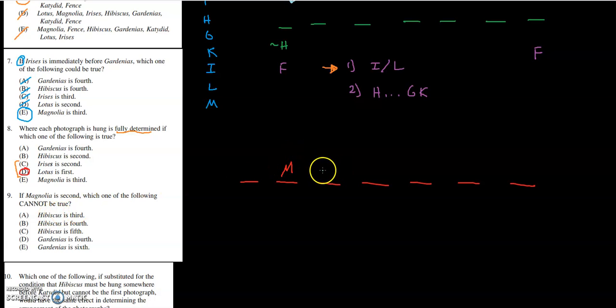H is third. Could we do that? Well, if I put H here, we do have to put GK after it somewhere, and we also have to have F in one of those spots, and we also have to have IL together. That seems like it's okay. I could do this, right? Look at this. I could do G, K, I, L, and F right there. So that seems fine. So I'm going to rule that out because we're looking for what can't be true. So that's out. What about if H is fourth?